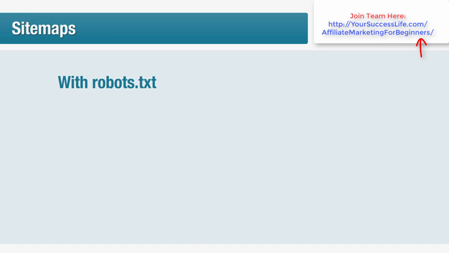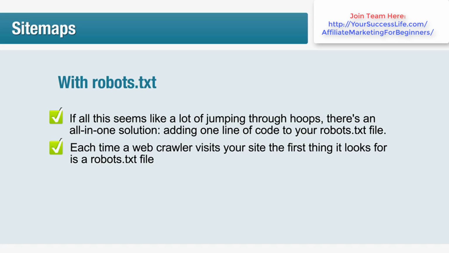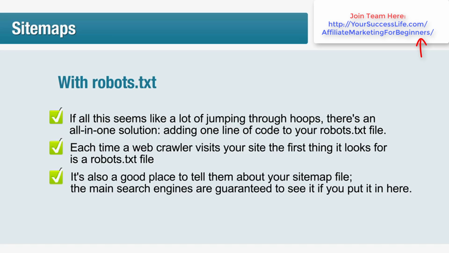What about with the robots.txt file? If all this seems like a lot of jumping through hoops, then there's an all-in-one solution, adding one line of code to your robots.txt file. Each time a web crawler visits your site, the first thing it looks for is a robots file. This is the place where you tell the crawlers and other robots which pages you don't want them to access or index. If they're polite crawlers, and most of the search engine ones are, they'll respect the wishes of the robots.txt file. It's also a good place to tell them about where to find your sitemap. The main search engines are guaranteed to see it if you put it in there.